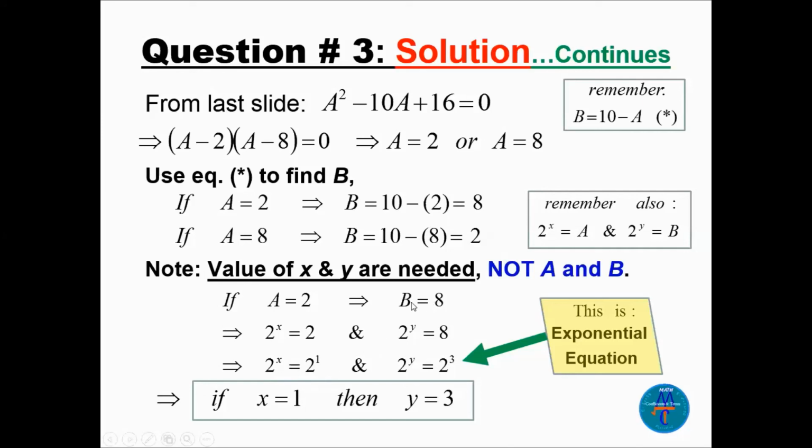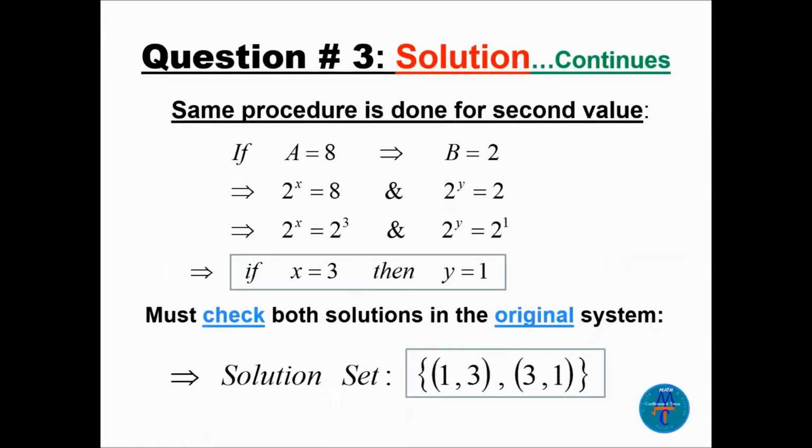Look at the second one here, a little tricky. B equals 8. We know B is 2 to the power Y, and I can change 8 into 2 cubed. So we call this an exponential equation. Same base, 2 and 2, so Y will be 3. So if X is 1, then Y will be 3. See, that's 1 point there. That's X and Y.